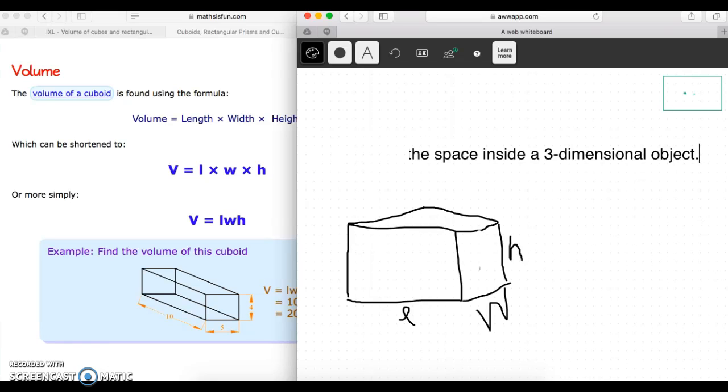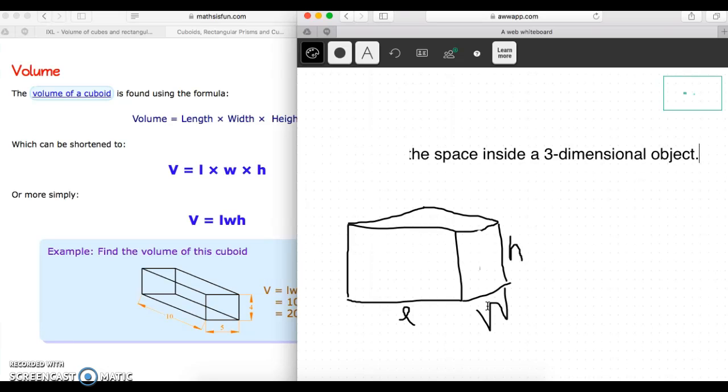Okay, if you need more time, just pause it right here, finish writing, but I'm going to keep talking. So it is all the space inside. So if we were talking about a cereal box, the volume of the cereal box is how much cereal you can fit inside of that box, how much it can hold. If we're talking about a pool, it is how much water can fit inside of that pool. If we are talking about even a tissue box, it's how many tissues can fit inside of it. So it has to be a shape that holds something inside. That is what volume refers to.